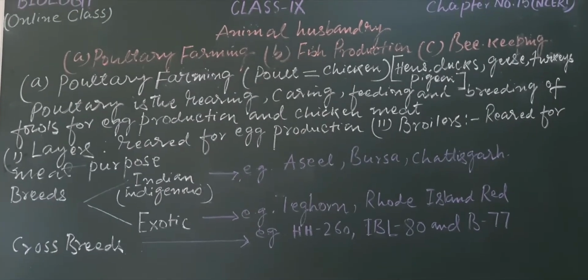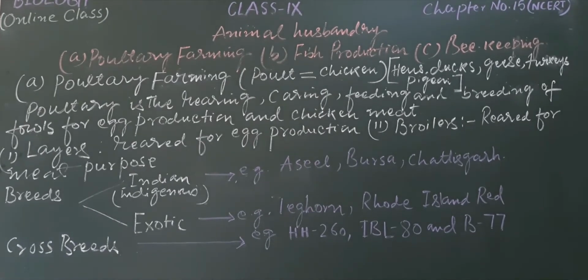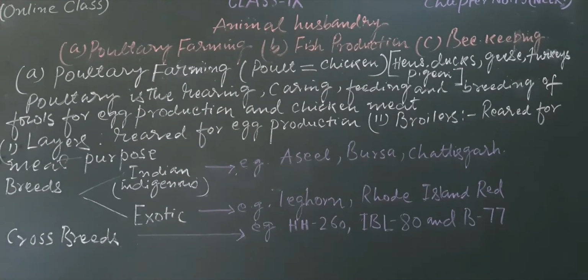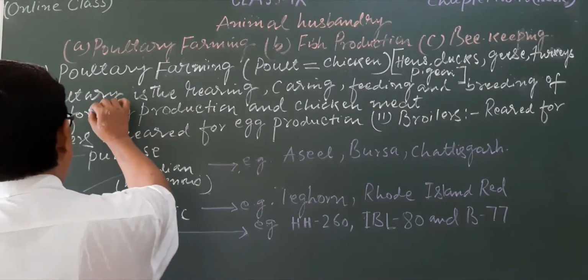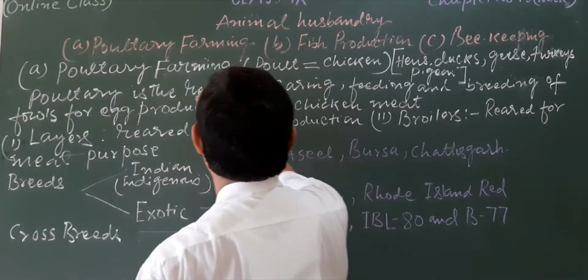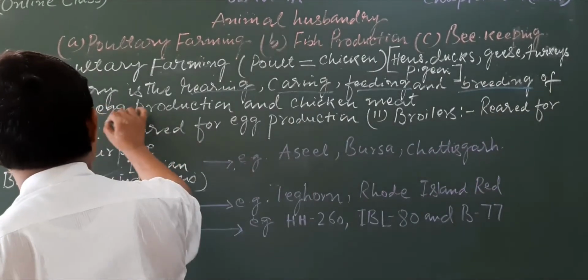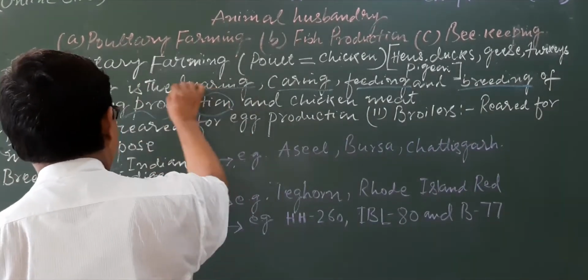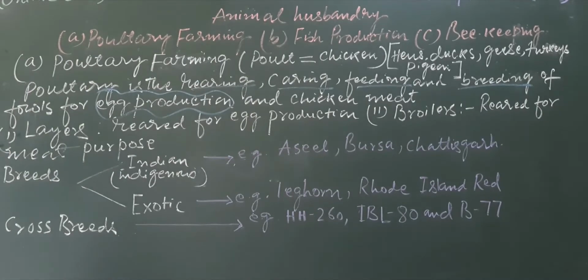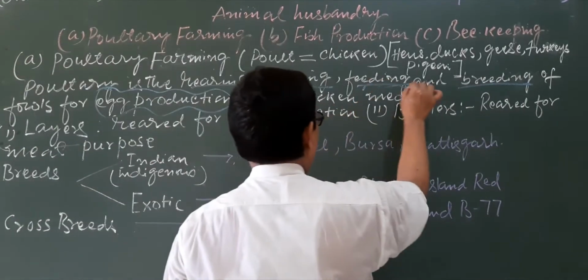Here are the two important things in regard to poultry farming. Number one, poultry is the rearing, caring, feeding and breeding of fowls for egg production. The first purpose is egg production and the second is meat.